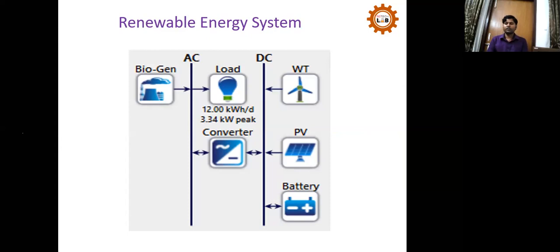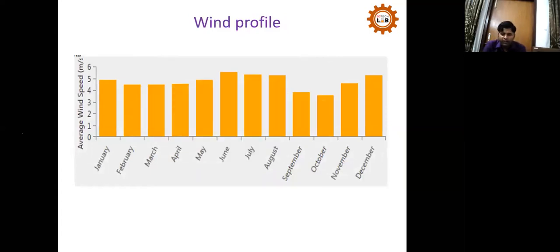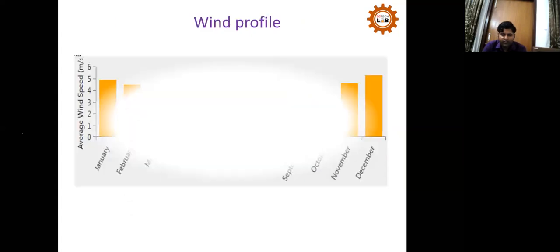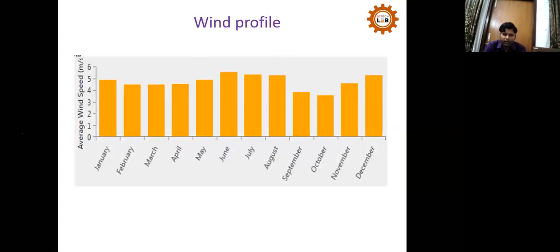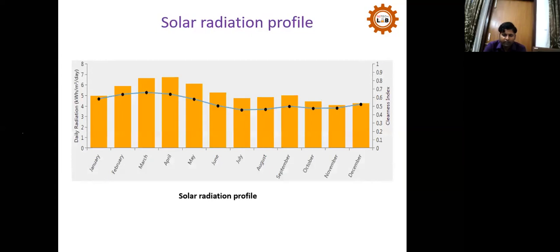So this we can choose. Either we can take one component, or we can leave it also. Once we decide how many components we need, then we have to look at the availability of solar and wind at this location. Yesterday I discussed how to get the wind profile and how to get it for the solar. What I am showing is the solar and wind profile for the building, for which I will be showing the results.